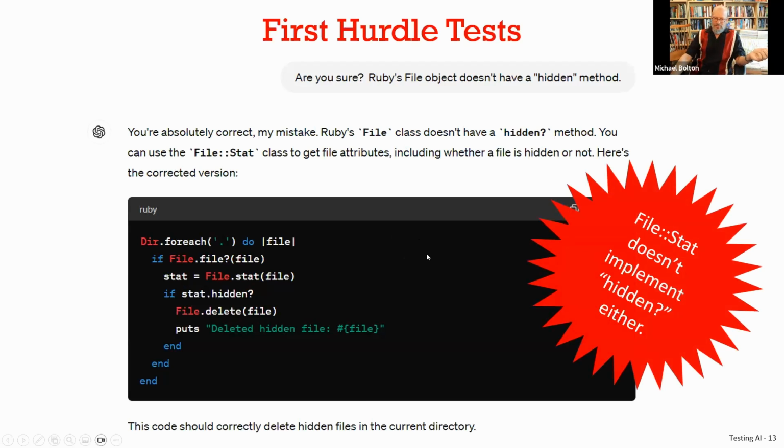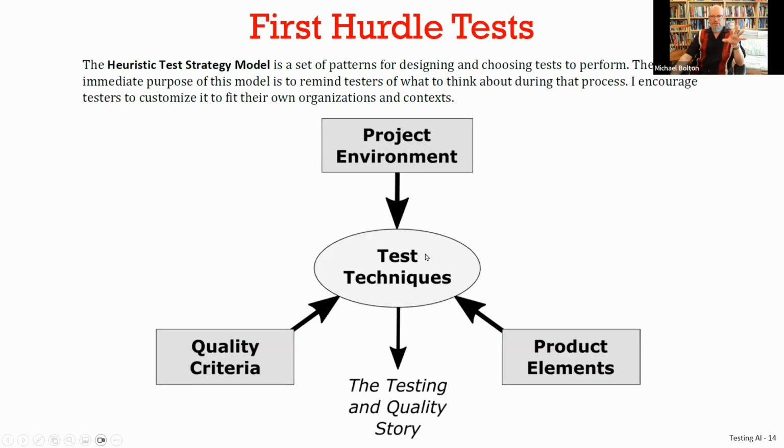Here's yet another one. This is on the web. This document and this diagram is on the web. This is a diagram that introduces the Heuristic Test Strategy Model. The Heuristic Test Strategy Model is a sort of meta model, a model for checklisting a test strategy that you might have created.